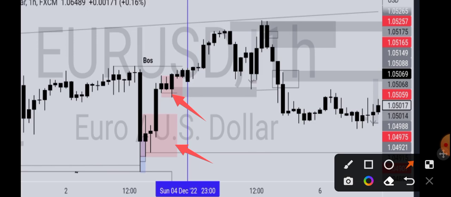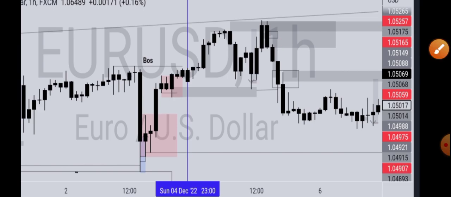Because we are being taught that anywhere we see a bullish engulfing like this, bullish engulfing like this, that's our supply or demand. No, that's not true. So this is the way we find the true supply and demand.